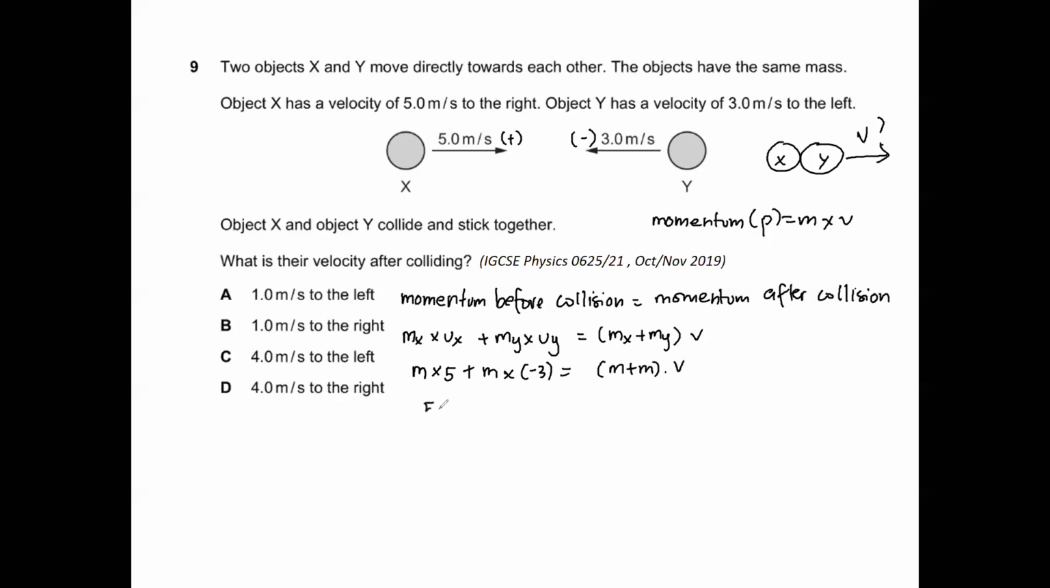So this becomes 5m minus 3m equals 2m v. So 2m equals 2m v, so v equals 2m over 2m, which equals 1. The 1 is positive, and positive is to the right. So 1 meter per second to the right. So for this question, the answer is B.